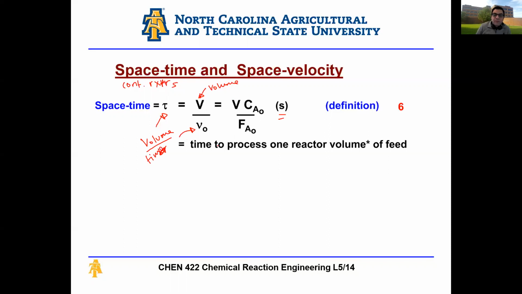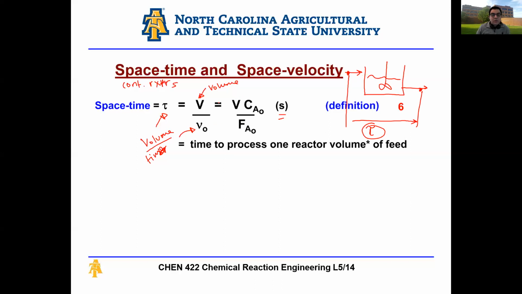You get the space-time. And the definition of space-time is the time to process one reactor volume of the feed. If you think about your CSTR, it looks like this: I have feed going in, products leaving, and it's mixed. If you're tracing one small block of feed going in, and you want to see how long it takes to exit, the time it takes to pass through the unit is your space-time. So this is the definition of space-time, just be aware of it.